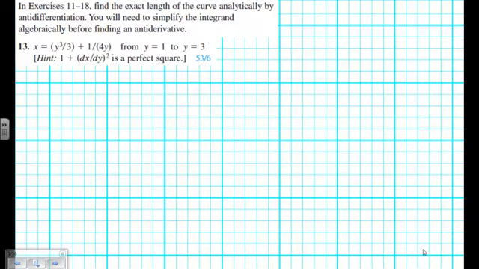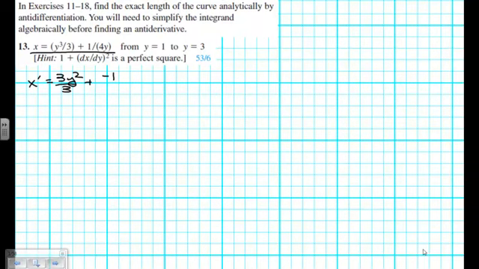Let's use that then. All right, here's number 13. So, when I take the derivative of this with respect to y, I'm going to get x prime is equal to 3y squared over 3 plus negative 1.